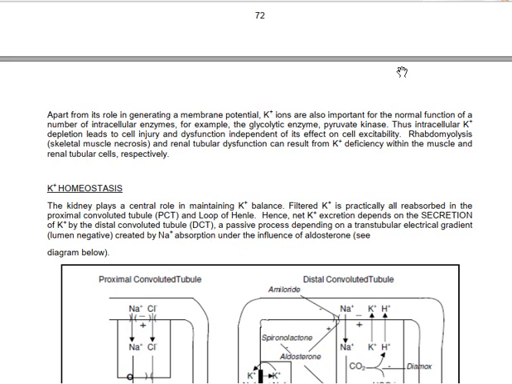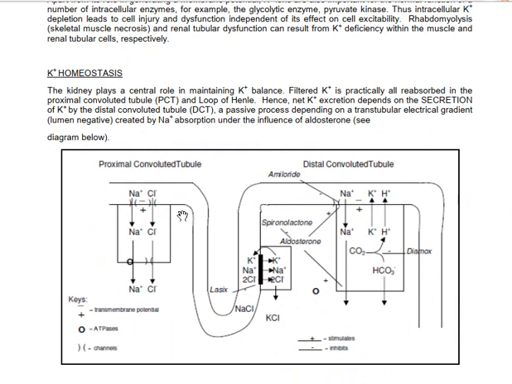Now the next thing that you have to visualize is potassium ion homeostasis. Is it clear? Now you need to know that potassium ion homeostasis can occur at the level of the proximal convoluted tubules, at the loop of Henle, and at the distal convoluted tubules. So those are the three main places where it can occur. Now the first is the proximal convoluted tubule.